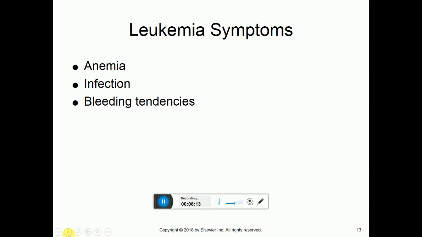Symptoms of leukemia are anemia, infection, and bleeding tendencies. These 3 main symptoms occur as a consequence of this infiltration and replacement process. The anemia that we see is reduced tissue oxygenation with decreased erythrocytes. An infection occurs from neutropenia, as leukemic cells are functionally unable to defend the body against pathogens. And we have bleeding tendencies from decreased platelet production.